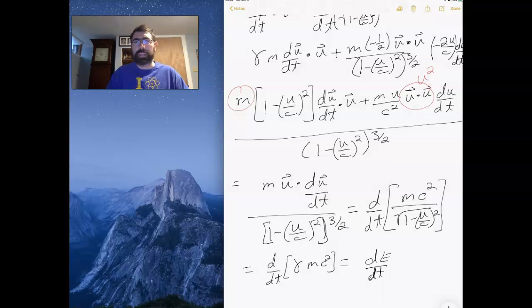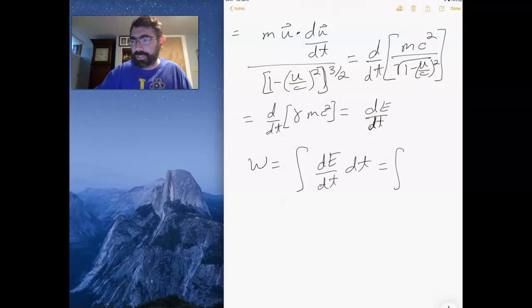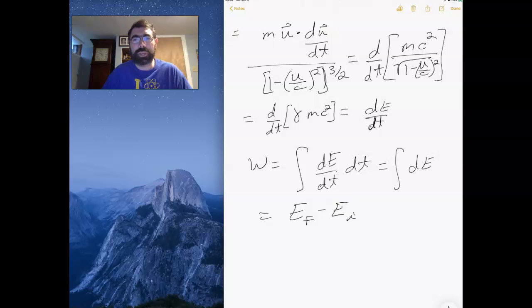So what we found was that that force dotted into the velocity turns out to be the change in energy with respect to time, which shouldn't really surprise you at all, because that's essentially the power. So the change in energy with respect to time is the force times the velocity, so we get the power. So the work then becomes the integral of dE/dt dt, which is the final energy minus the initial energy.